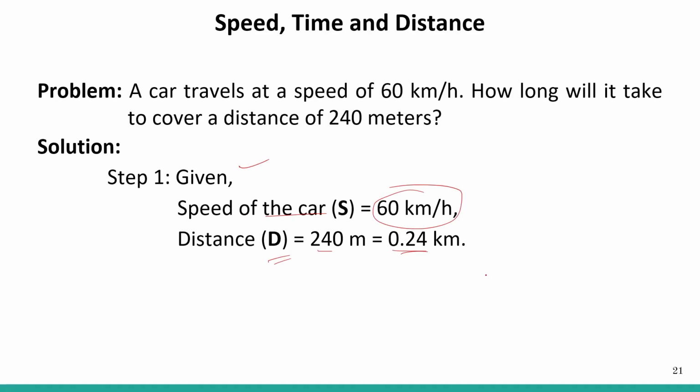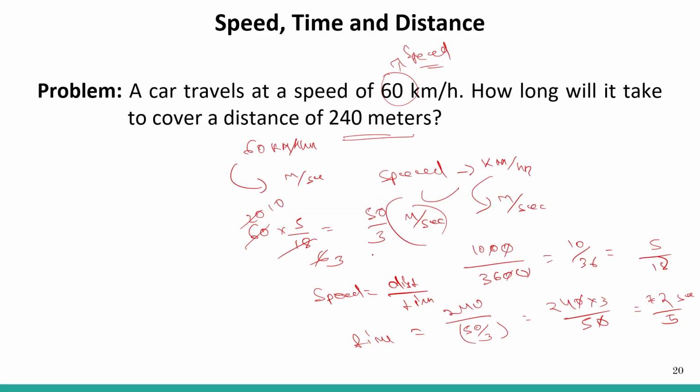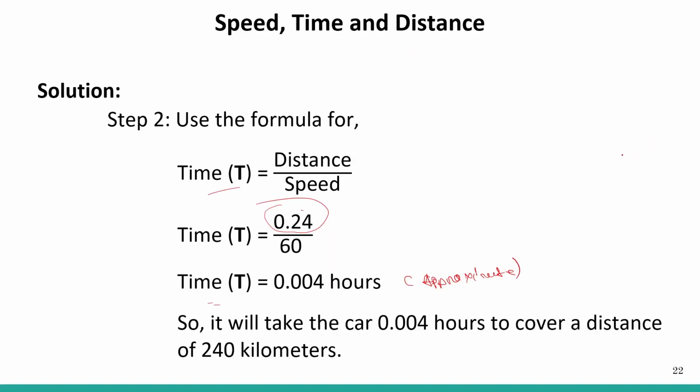And the accurate answer will be 50 by 3. So this will actually be equal to 16.67 seconds. So it will take the car around 0.004 hours or 16.67 seconds to cover the distance of 240 meters. It is not kilometers, it will be only meters.